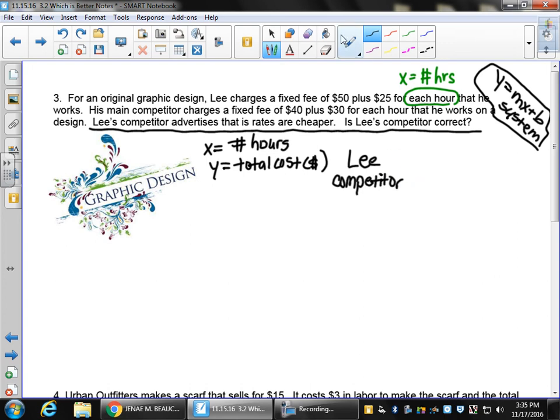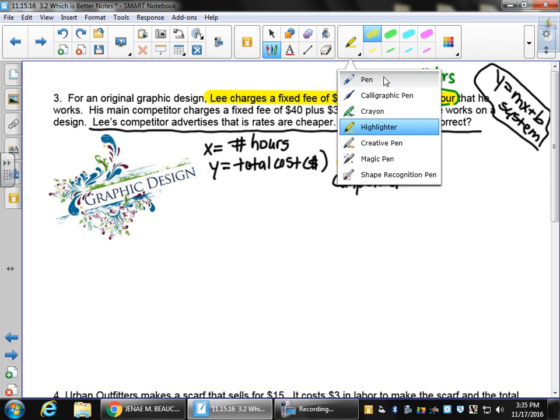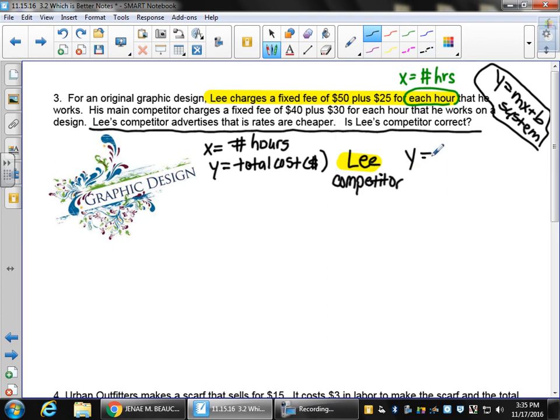What do we know about Lee? I'm going to make Lee yellow. Lee charges a fixed fee of $50 plus $25 per hour. That would be y equals $50 flat plus 25x. The main competitor charges a fixed fee of $40 plus $30 per hour. That would be y equals $40 flat plus $30 per hour.